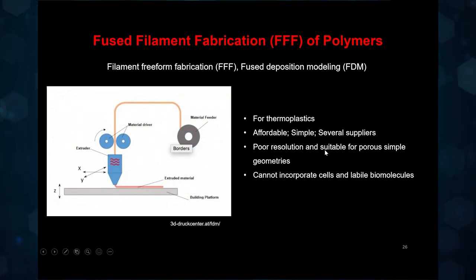And you won't get great resolution. Also, you can only do simple geometries. Nevertheless, you can do 3D printing, and you can even do it at home if you like with some of these simple FDM or FFF printers. For biomedical applications, since you are using high temperatures to melt the polymer, you can't incorporate living cells or labile biomolecules at time of printing. Once you have printed the scaffold, you can add them on top of the printed part.